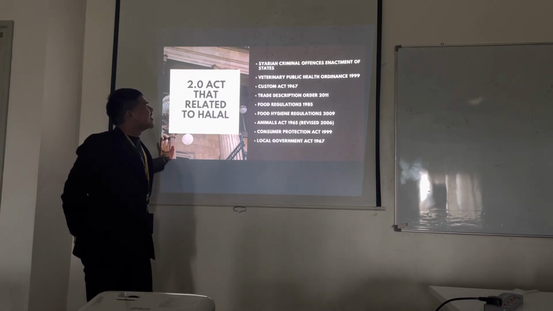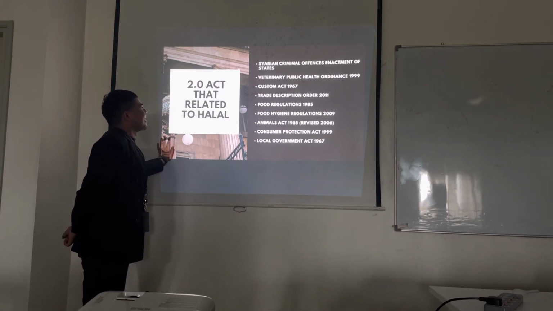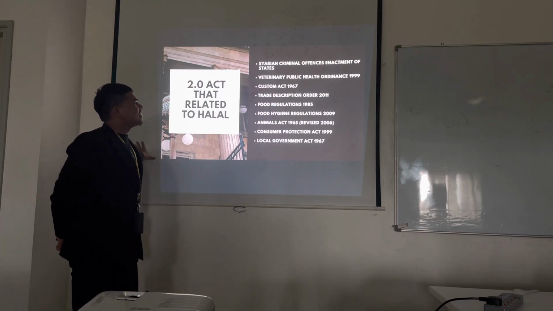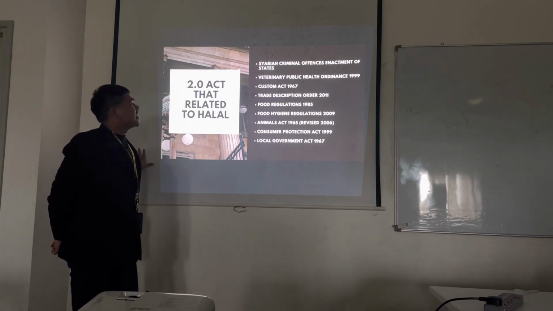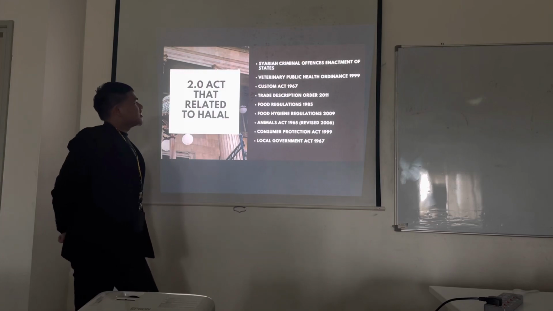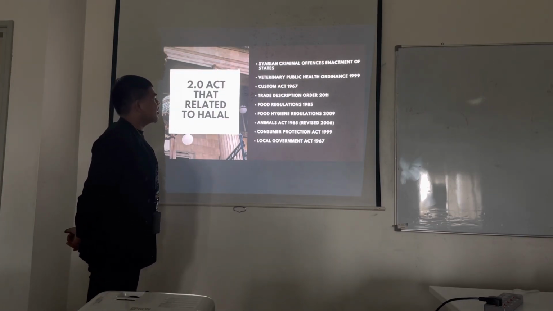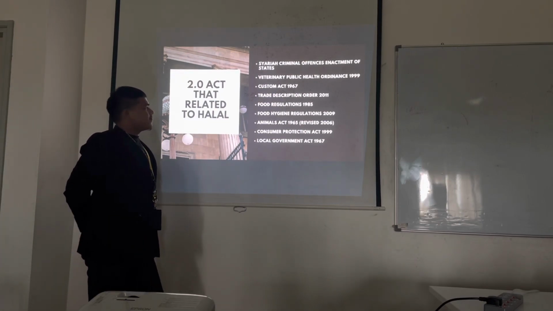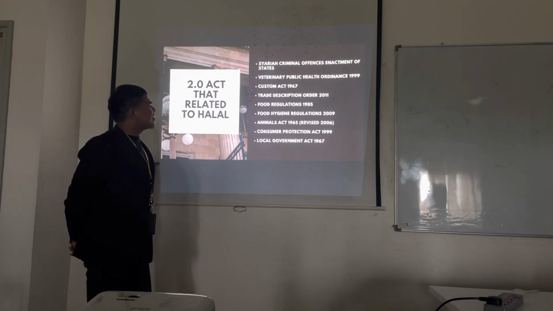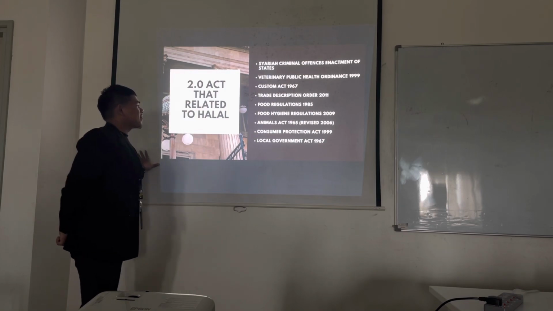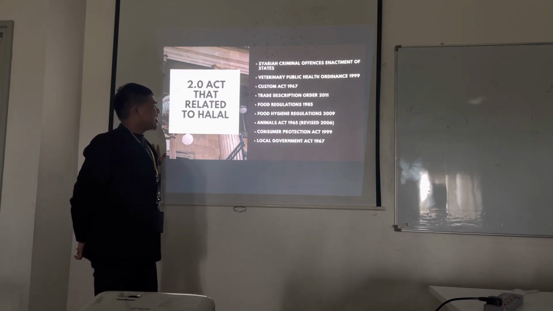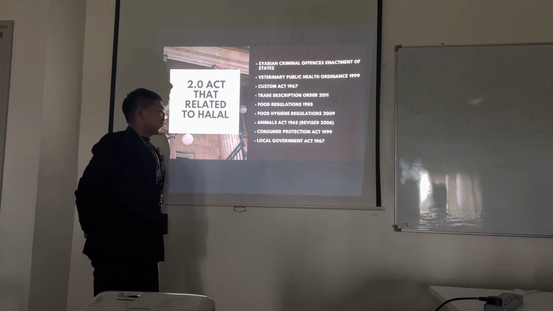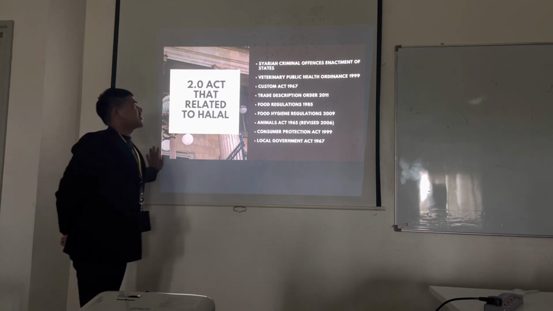First is Sharia Criminal Offences Enactment of State. Next is Veterinary Public Health Ordinance 1999. Next is Customs 1967. Next is Trade Inspection Order 2011. Next is Food Regulation 1985. Next is Food Hygiene Regulation 2009. Animal Act 1965. Consumer Protection 1999, and lastly Local Government 1967. Okay, next.